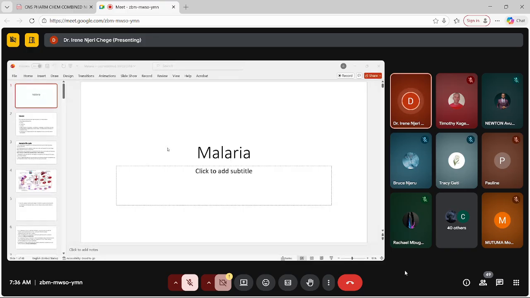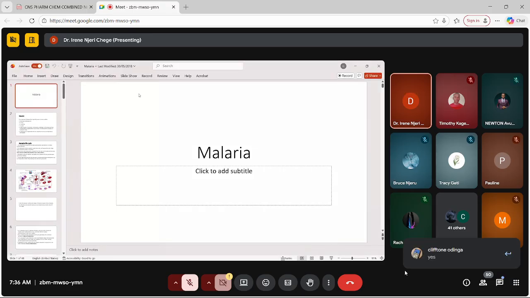So I hope you can see my screen for malaria. Can you see my screen for malaria? Yes. Now malaria, there are very many slides, so I don't know if we start today and finish one day. About 60 slides. Good, you can see the screen.